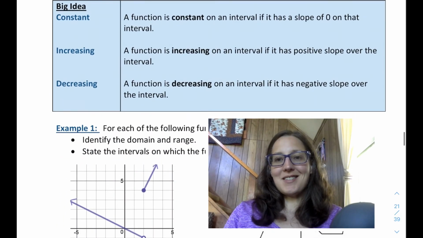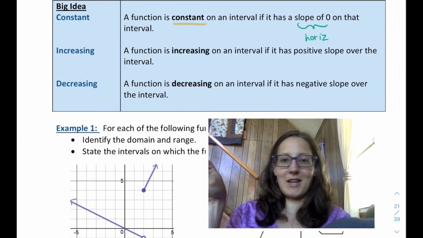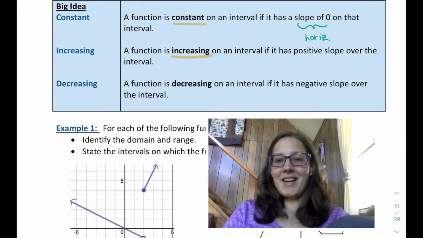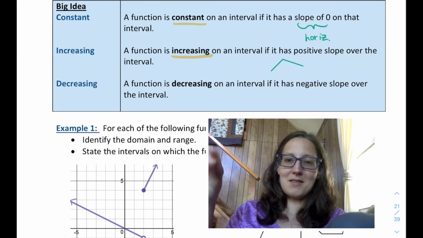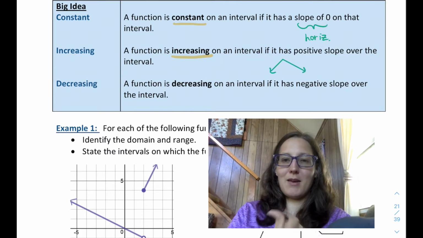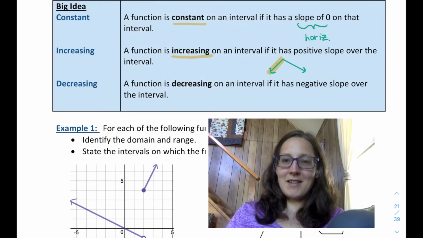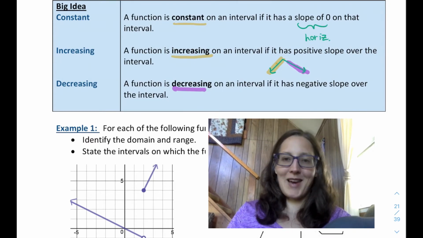A function is constant if it has a slope of 0 on that certain interval of x values. So it's constant because it stays the same. It's a horizontal line. A function is increasing on an interval if it has a positive slope. So looking from left to right, if it's going upwards on that interval, it is increasing. And it's decreasing if it has a negative slope on that interval, going downwards as you look at it from left to right.